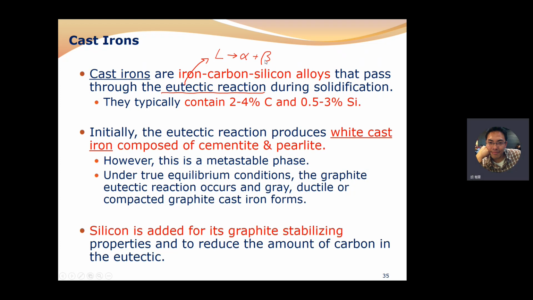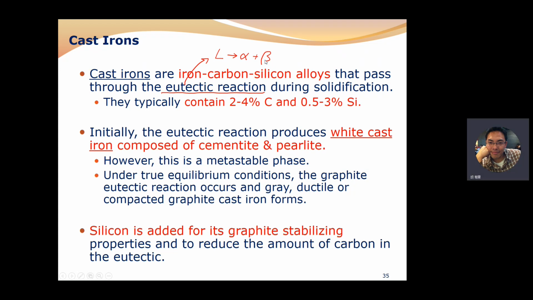Under true equilibrium conditions, the graphite eutectic reaction occurs, and the gray, ductile or compacted graphite cast iron forms. That's what we saw: initially, the eutectic reaction produced white cast iron, and gradually it will transfer to what? To gray cast iron or compacted graphite cast iron, because white cast iron is a metastable phase, or we can say a transition phase.